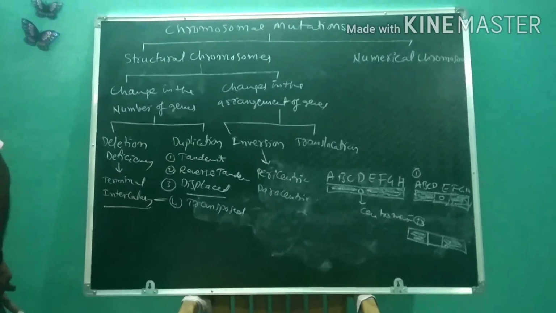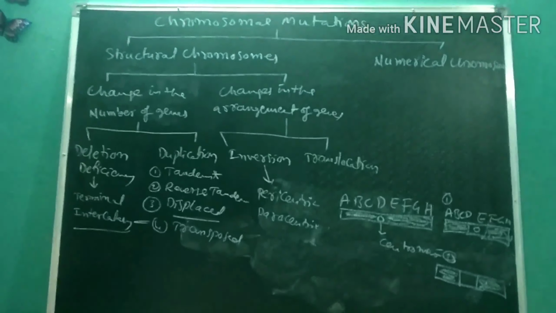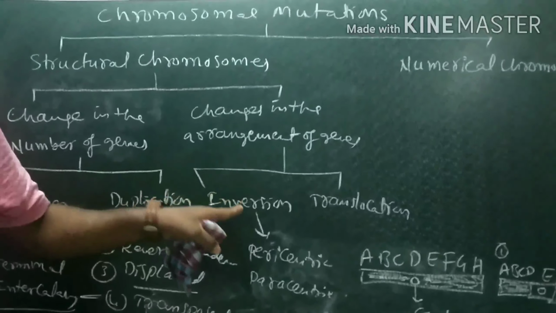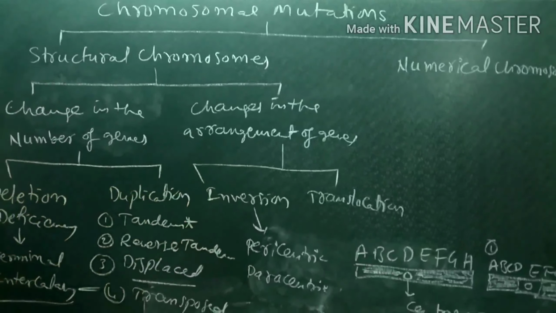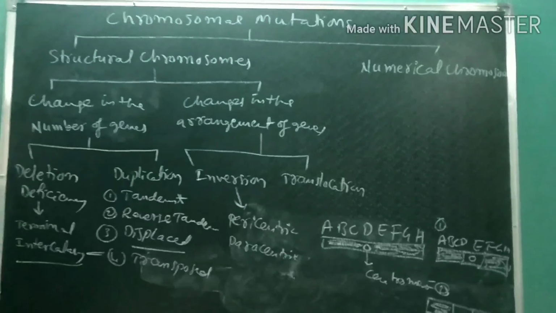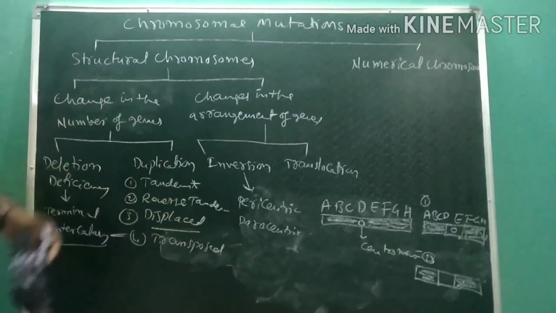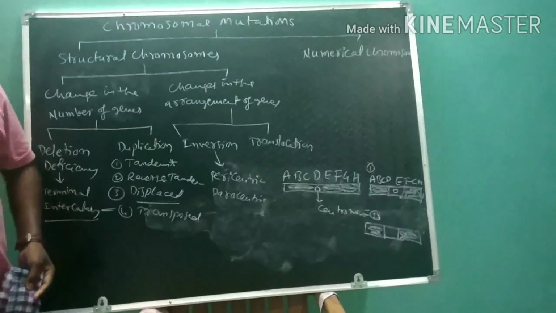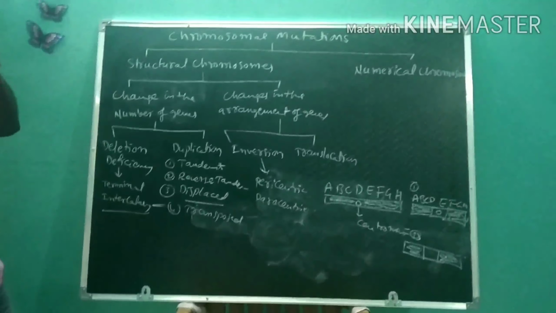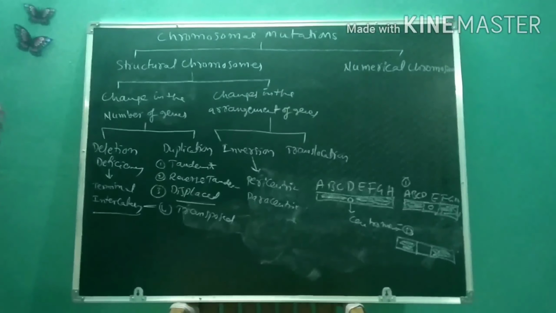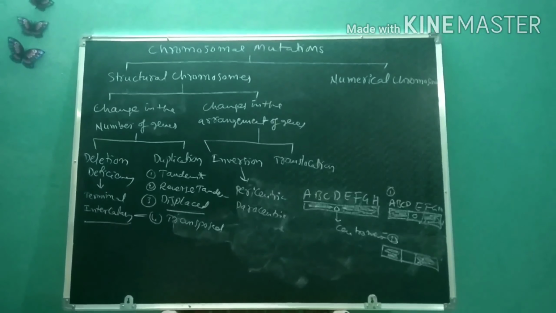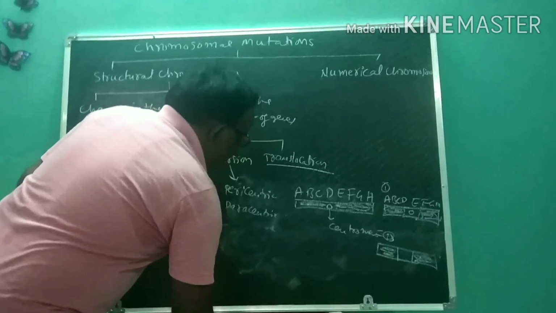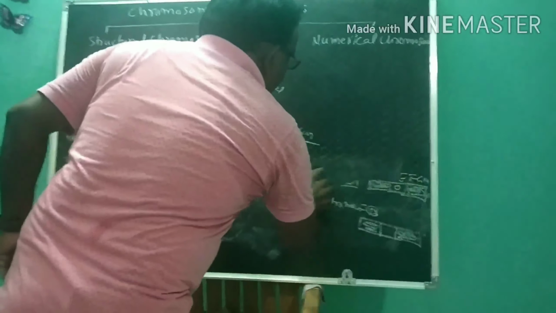Generally in inversion there is no gain or loss of genetic material. Inversion prevents crossing over, produces speciation, and also affects DNA structure. Next, translocation. Translocation is nothing but shifting and transfer of a segment within a chromosome. For example, translocation is also of three types.